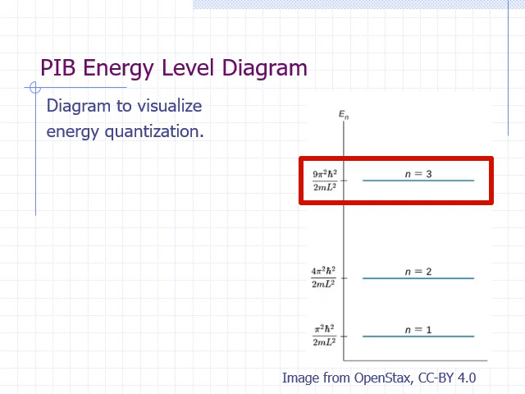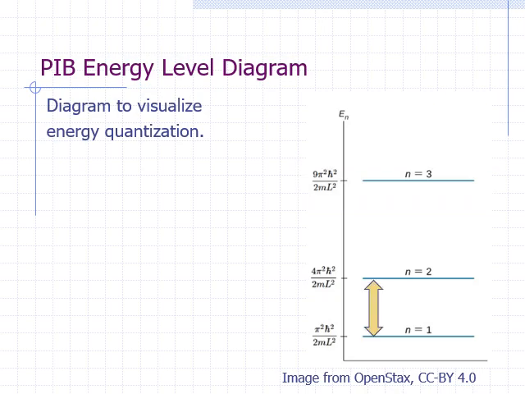For example, the gap between E2 and E1 is 3E1. 4E1 minus E1 is 3E1. The gap between E3 and E2 is bigger. It's 5E1. 9E1 minus 4E1 is 5E1.